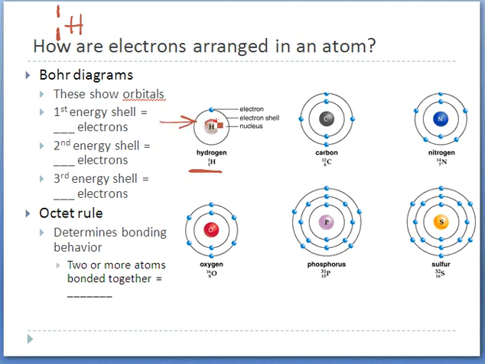You can see 1 proton in the center, 1 electron orbiting around it. Now, notice that that 1 electron orbiting around the hydrogen is all by itself. If I went to helium, which is the next element, helium has an atomic number of 2, but it has an atomic mass of 4.